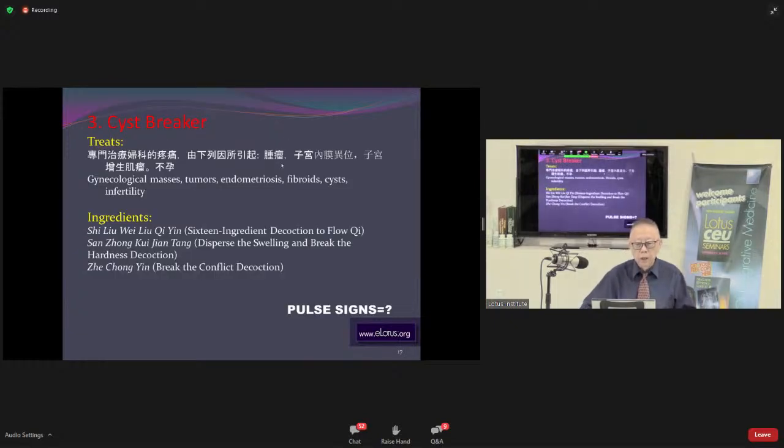Oh, cyst breaker. By the name, you can tell it's a cyst breaker. It's designed for women with endometriosis, polycystic, fibroid, or tumors or masses, whatever. It's all for the genital area for the ladies. So I usually use this cyst breaker in the beginning of treating an infertility lady. It doesn't matter if she has pain or not, okay? Let's do the pulse signs.